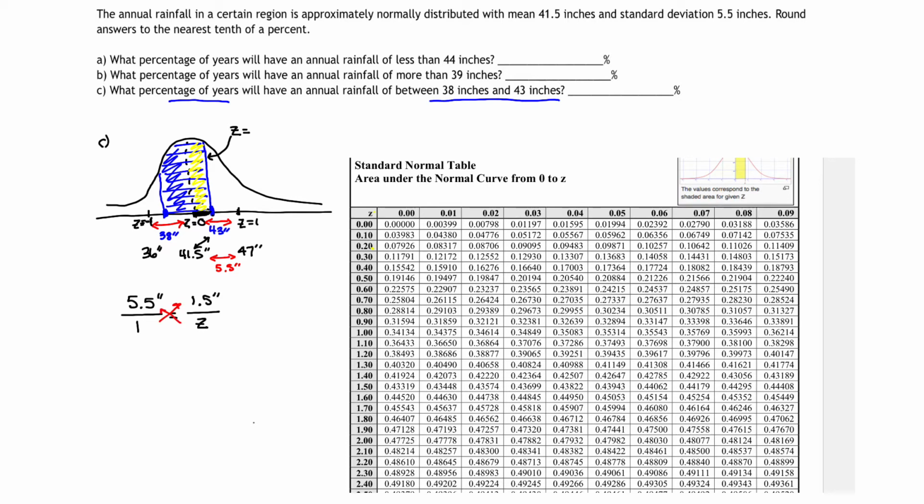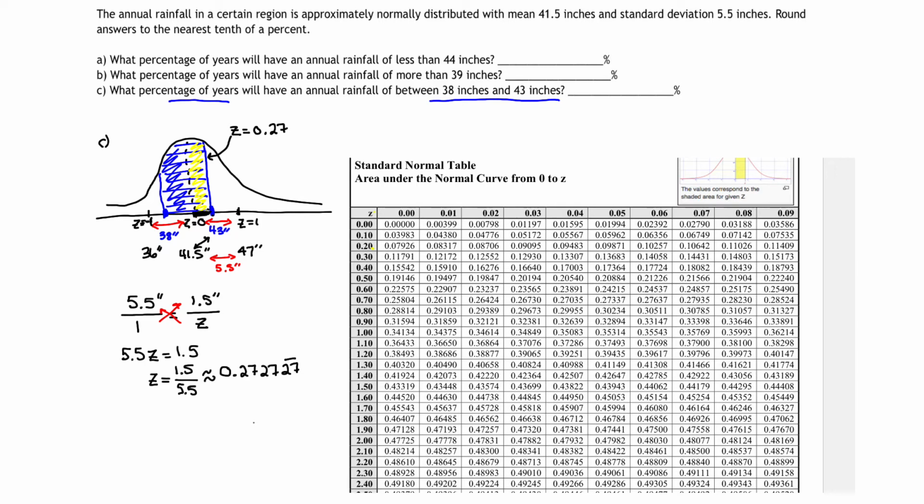Solving this quick proportion, I'm going to cross multiply and divide, so that's going to give me 5.5z equals 1.5, or z is 1.5 divided by 5.5. If we pull out a calculator and make that quick calculation, 1.5 divided by 5.5 is approximately 0.272727 repeated. This is the z-score, 0.2727, etc., or approximately 0.27, that corresponds to the line at 43 inches.